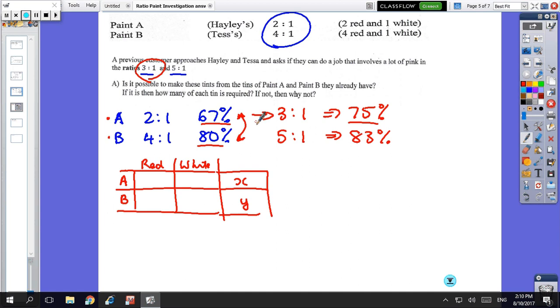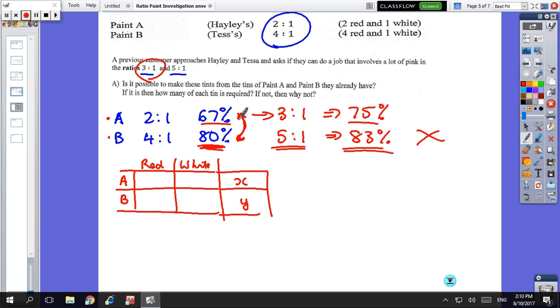But with the 5 to 1, we're trying to get 83% red. And the biggest amount of red we've got is 80%. So we can't increase beyond the biggest number. The biggest number is 80% if we just had lots of can B, but we cannot get to 83%. So that is not possible because 83% does not lie in between those two numbers.